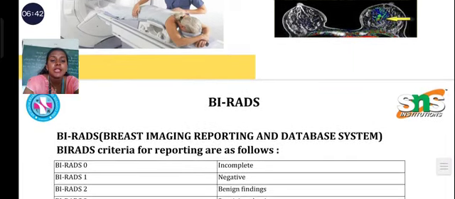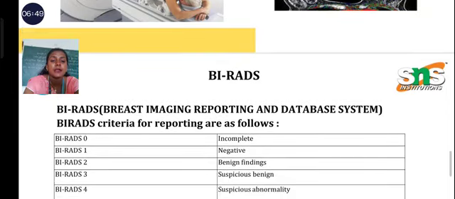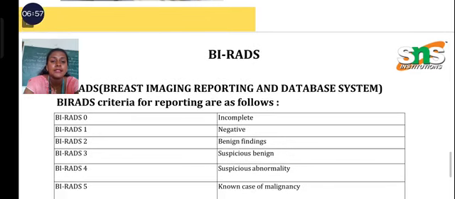BIRADS. BIRADS stands for Breast Imaging Reporting and Data System. BIRADS has some criteria to report. We'll see them in the following. BIRADS 0 is incomplete. BIRADS 1 is negative, there is no sign of cancer. BIRADS 2 is benign findings, which means it is suspected that the patient's tumor or lesion may be cancer or not.